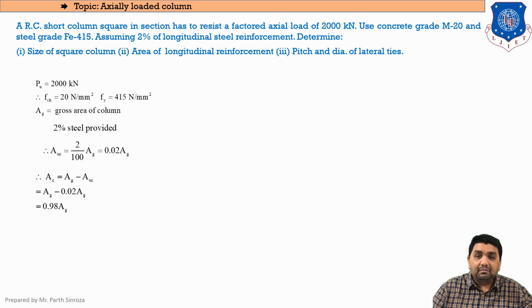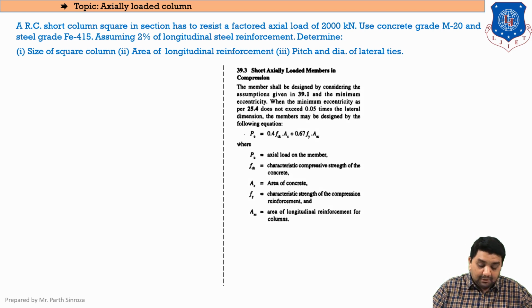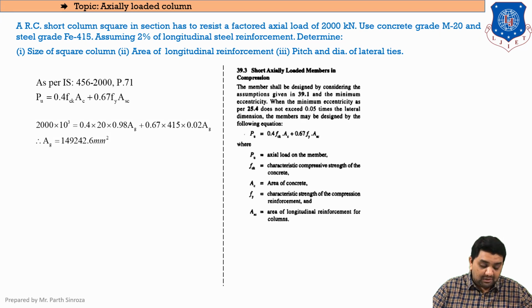So moving further, the next thing is to find the equation. From page number 71, as you can see here, which we discussed earlier, we will use the equation mentioned in clause 39.3. The equation is PU equal to 0.4 FCK AC plus 0.67 FY ASC. Clear? So AC, that is area of concrete, and ASC, that is area of steel, we will substitute in terms of AG that we calculated earlier. Here, as per IS 456, page number 71, you can see the equation we will be using. Substituting the values, AG, that is the gross section, comes out to be this many mm square.